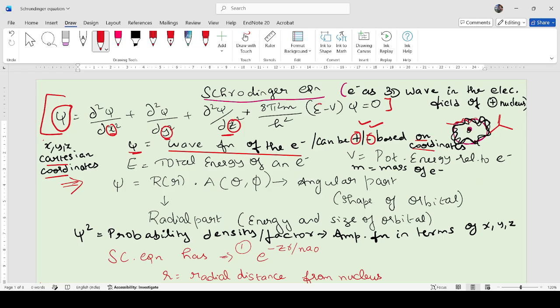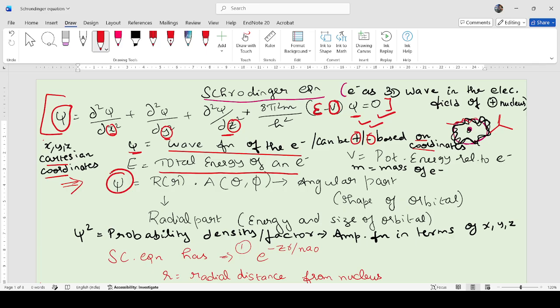What does this E correspond to? The E is the total energy of the electron that is revolving around the nucleus. What is this V then? The V is the kinetic energy of the electron. V corresponds to the energy of the electron, into psi is equal to 0.